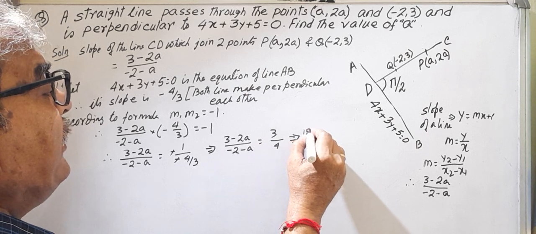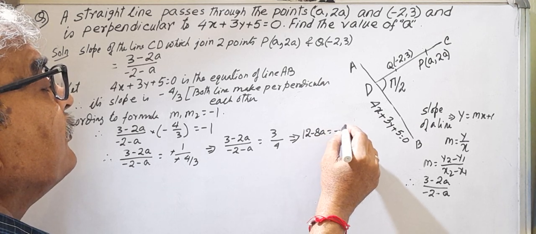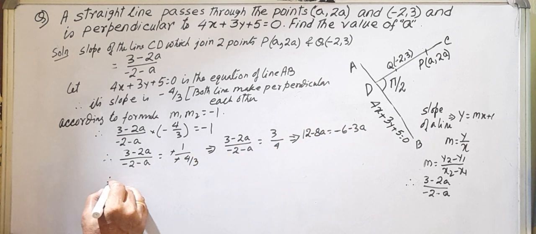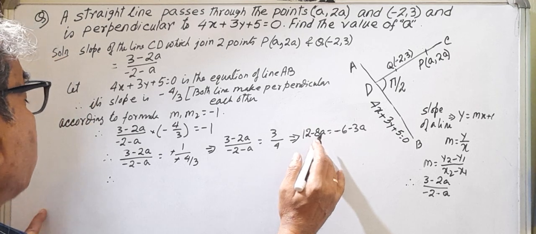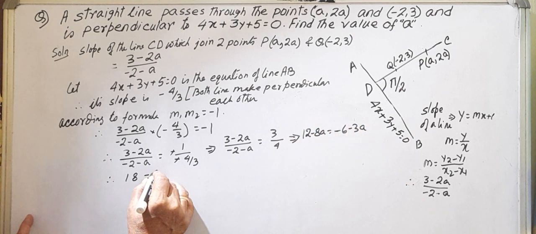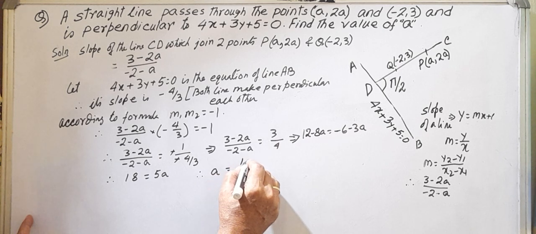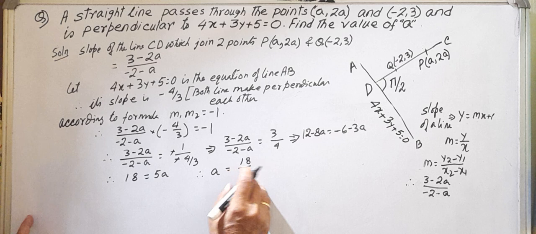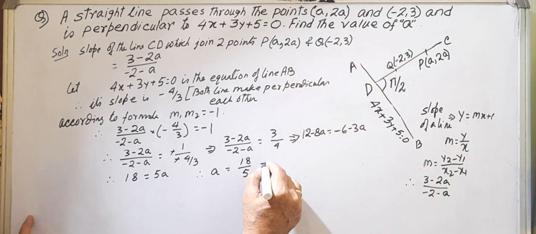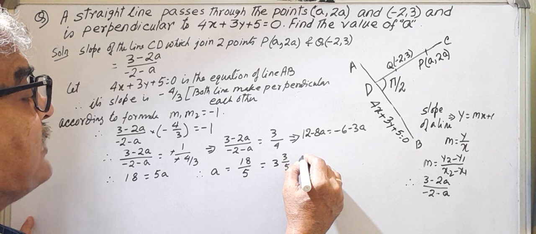Now what is here? It is 12 minus 8a equals minus 6 minus 3a. It is very clear. Now interchange. Therefore, 12 plus 6 is 18, and minus 3a plus 8a equals plus 5a. And now we have got the value. Therefore, a equals 18 by 5, which is what is asked: the value of a. A equals 18 by 5, that is 3 and 3 by 5, it is your answer. You can say 3.6, whatever may be, this is the answer.